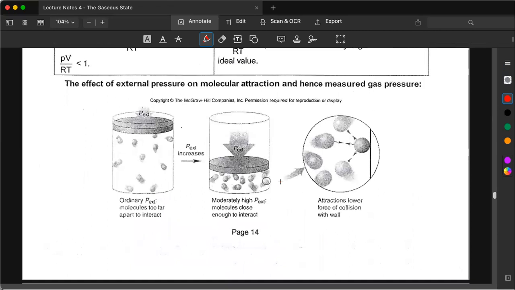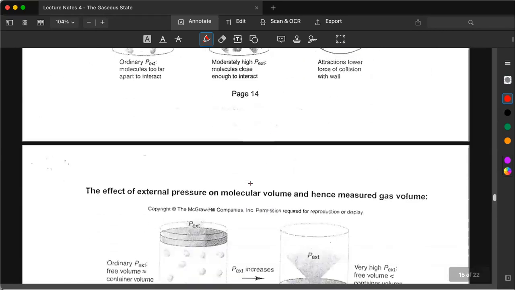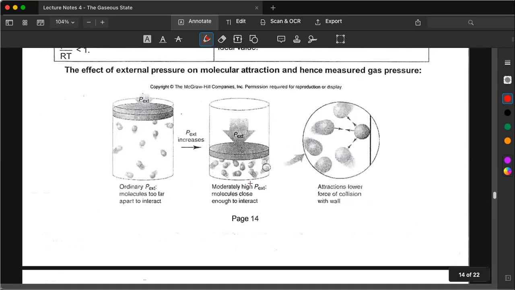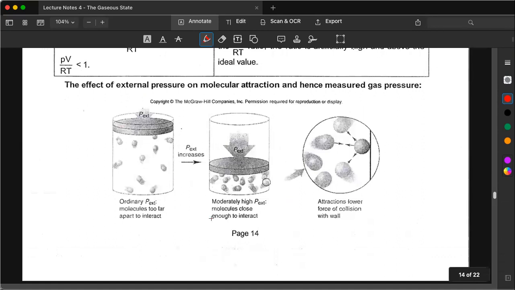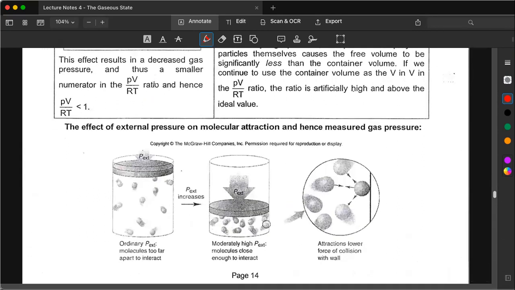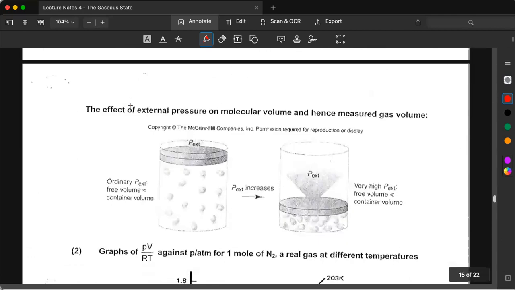Now, this diagram shows the effect of external pressure on molecular attraction and hence measured gas pressure. At ordinary external pressure, the molecules are too far apart to interact. With an increase in pressure, the molecules become close enough to form intermolecular forces, and the attraction will lower the force of collision with the walls. So this is the first part here. Then we have the next one.